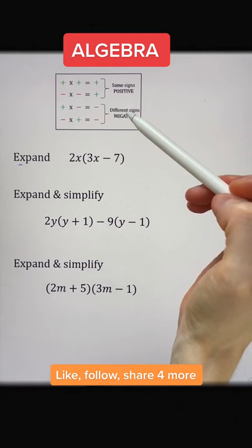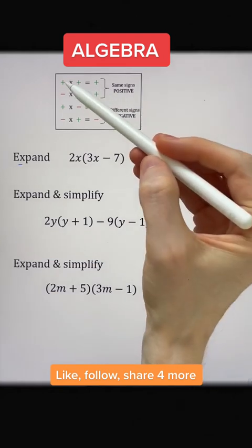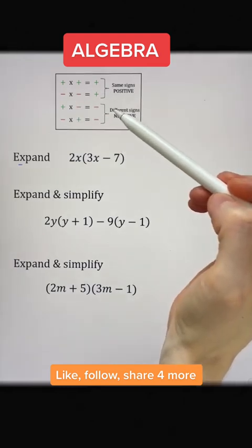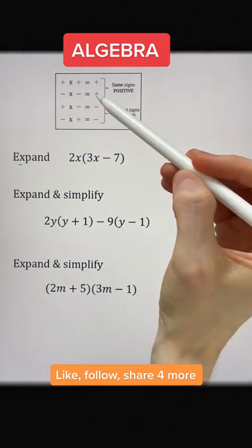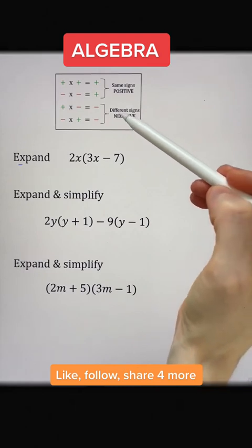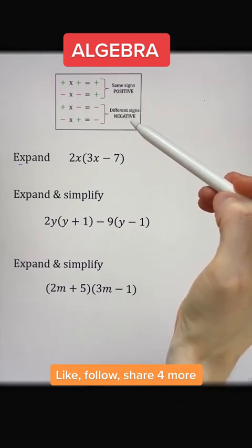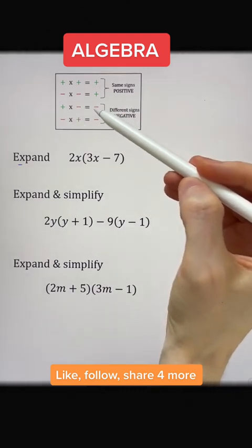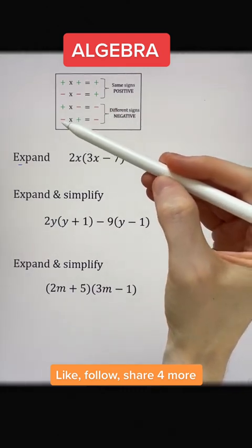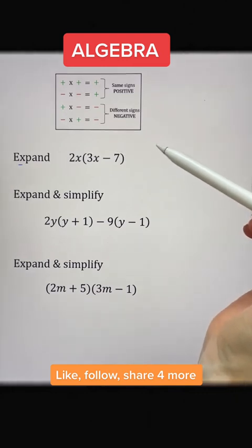If the signs are the same, we'll always get a positive outcome, i.e. a positive times a positive will always give us a positive outcome. Likewise, a negative times negative will also give us a positive outcome. Whereas if our signs are different, we'll always get a negative outcome, i.e. a positive times negative will give us a negative outcome. Likewise, a negative times a positive will always give us a negative outcome.